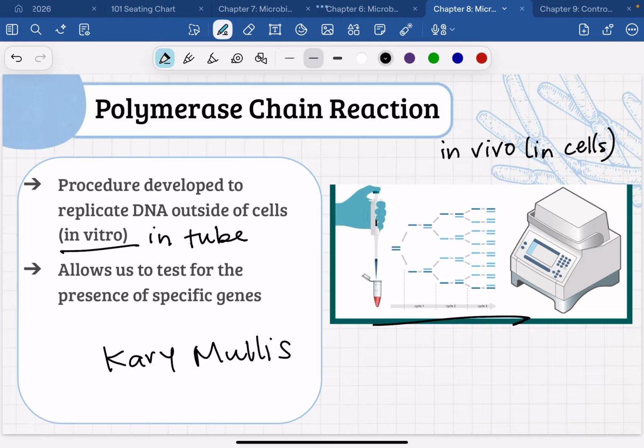And now he's a billionaire and has probably saved billions and billions of lives. Right? It's arguably one of the most important procedures developed in genetic testing ever. And he came up with it when he was dropping acid.